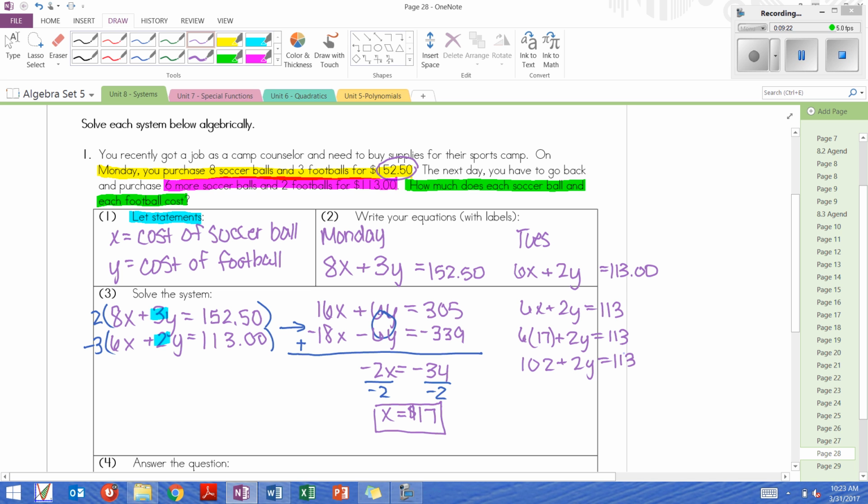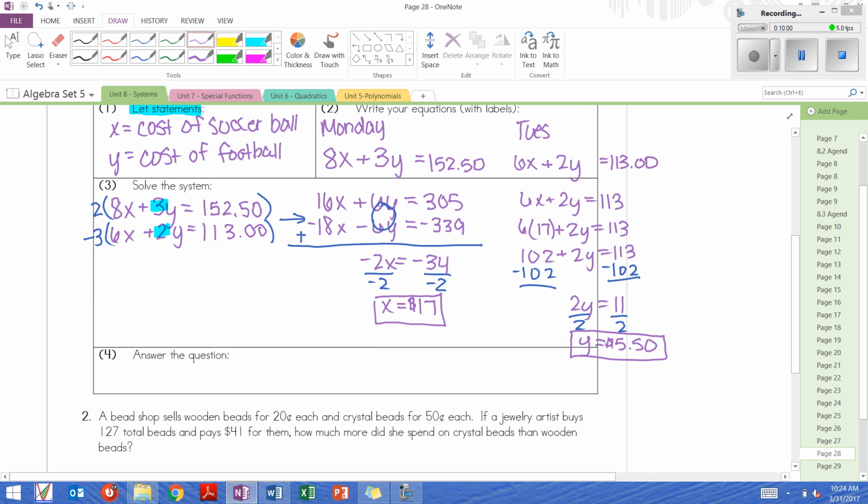And then what do we want to do? We want to take away 102 from both sides. Either way, we end up getting 2y equaling 11. And if we divide now both sides by our 2, we end up finding that y is equal to 5.5, which is really $5.50.